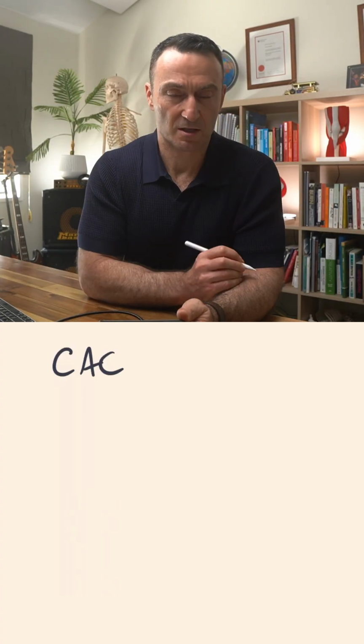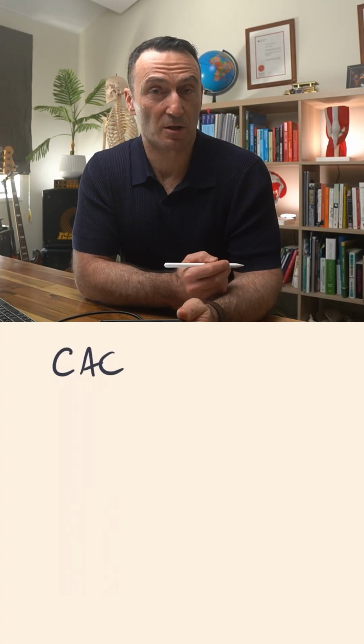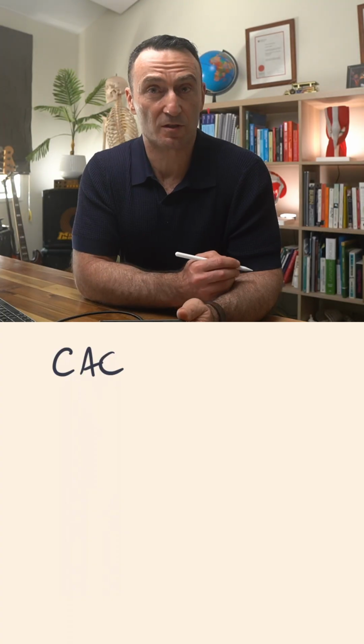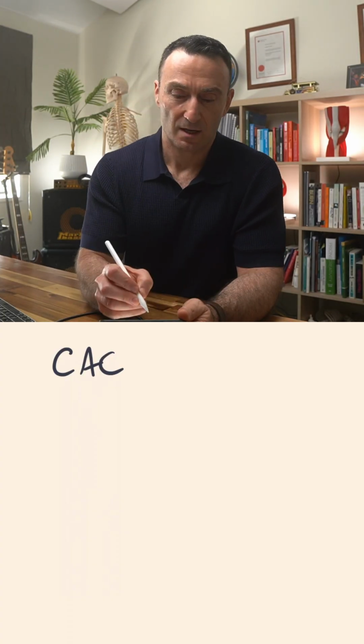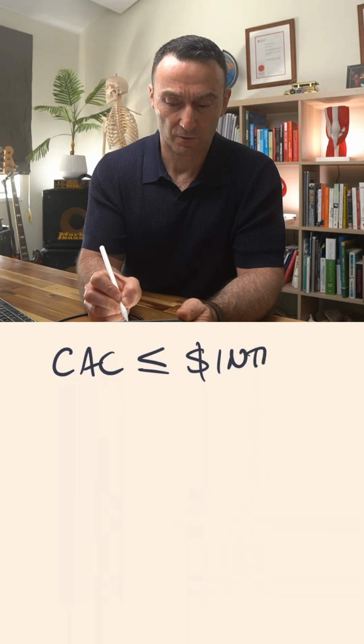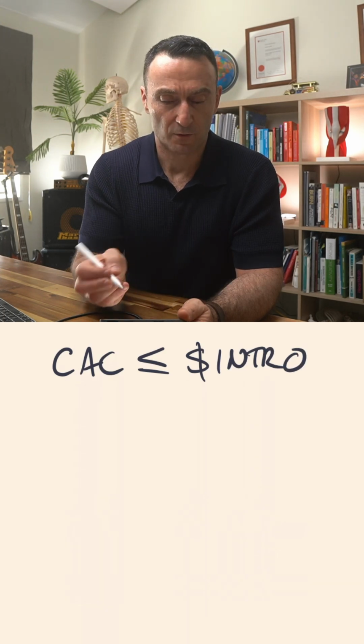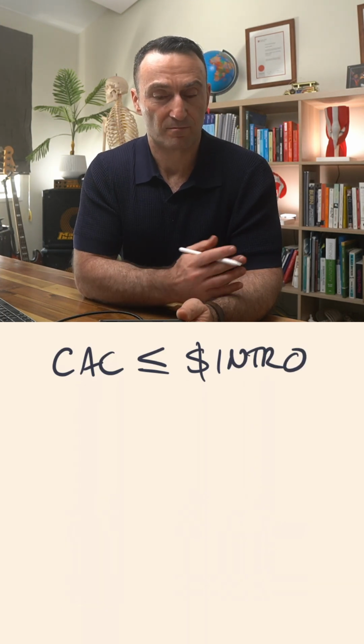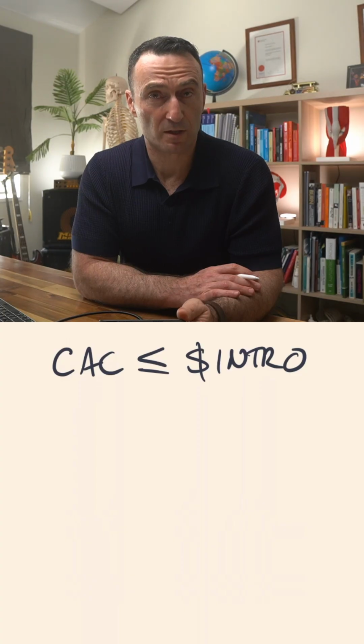The equation to understand this is simply CAC, which is your customer acquisition cost. That's how much you have to spend on ads on average to sell one intro offer. Your CAC needs to be less than or equal to the cost of your intro. So if your intro is $50, your CAC should be $50 or less.